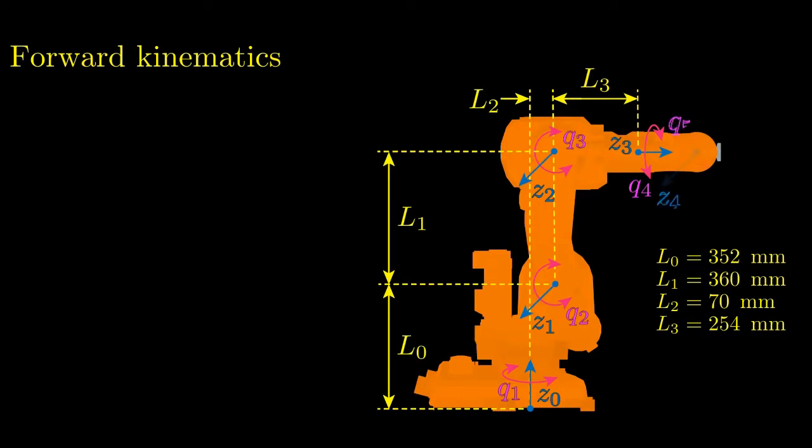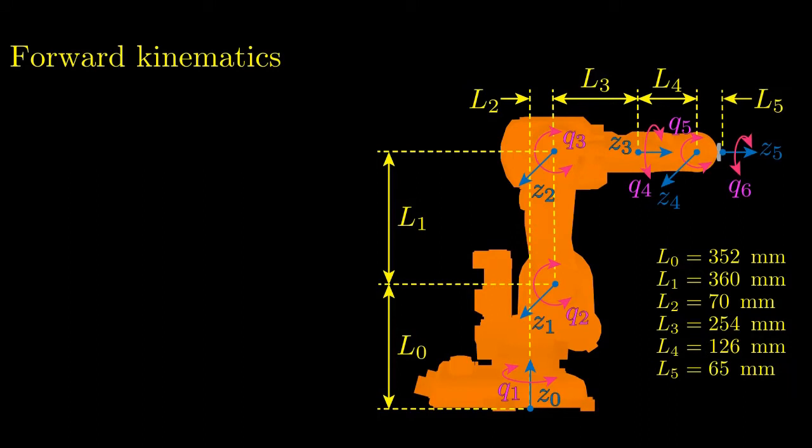The joint Q5 of link 4 appears with its rotation axis Z4, whose origin was located at the horizontal distance L4 from the origin of Z3. And finally, the joint Q6 of link 5 appears with its rotation axis Z5, whose origin was located at the horizontal distance L5 from the origin of Z4. The last reference origin is named the robot wrist, because it is the place where the end effector is assembled.